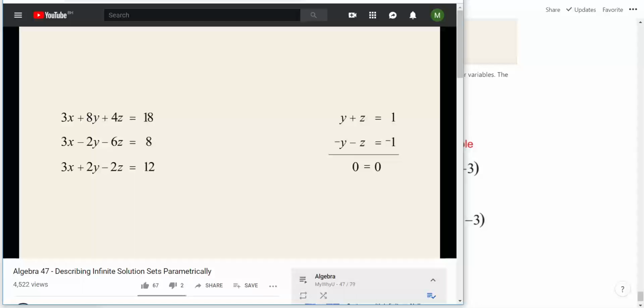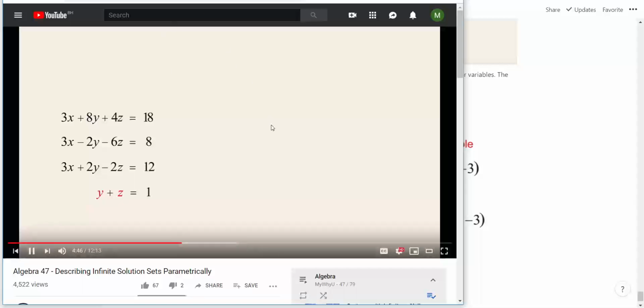The equation 0 equals 0 contains no information other than to indicate that the given system has infinitely many solutions. However, the equation y plus z equals 1 can be useful in creating a parametric representation of the solutions. Since it contains only two variables, it makes it especially easy to create parametric equations for y and z.